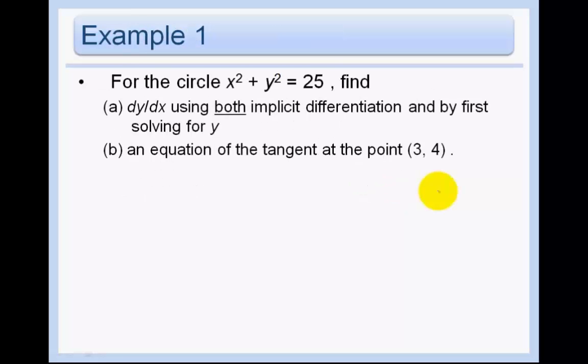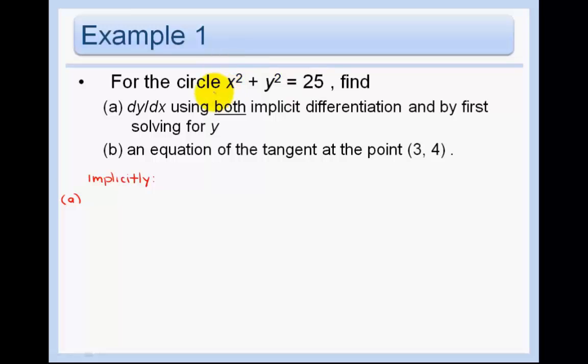In this first example, we're going to solve for dy dx using both implicit differentiation, our new way of doing things, and also the way that we used to do it by explicit differentiation, solving for y first, and seeing that we do get the same answer both ways. Let's first use our new methods. And so we take the derivative of each side.